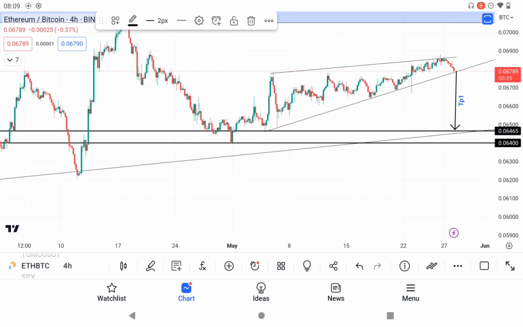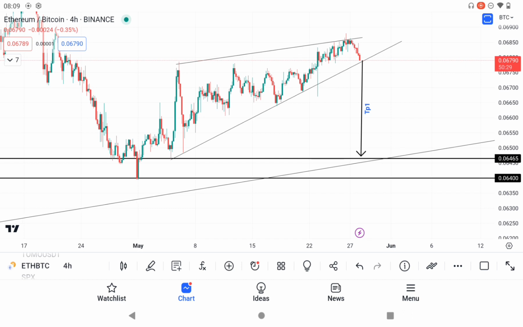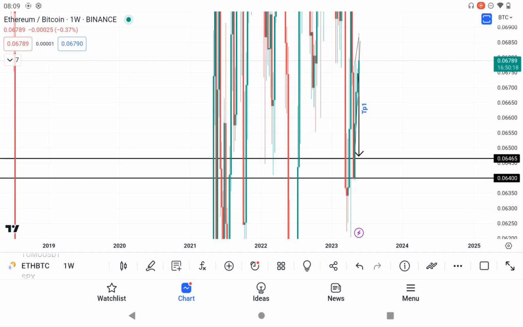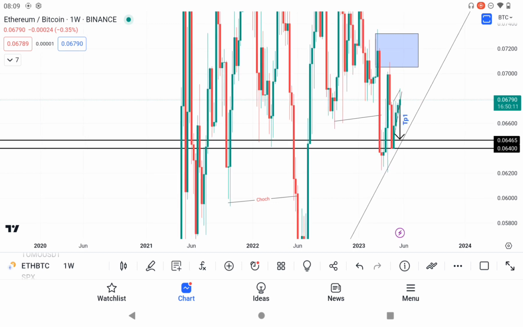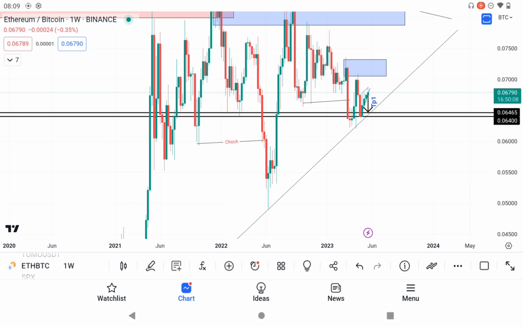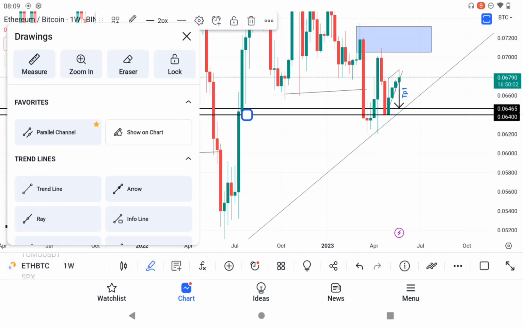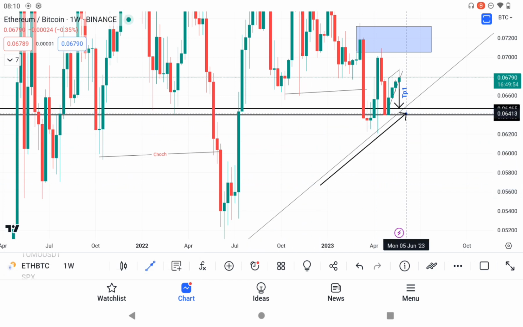Should this happen, we must have broken out from the symmetrical triangle formation which we had on the weekly. Let's see what it looks like. You see it? See what I'm saying? If price should come down somewhere around here, it is a clear indication that we must have broken out from the weekly, and then price will start dropping and falling drastically.